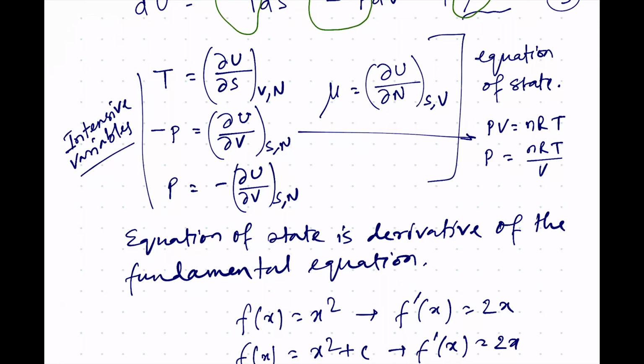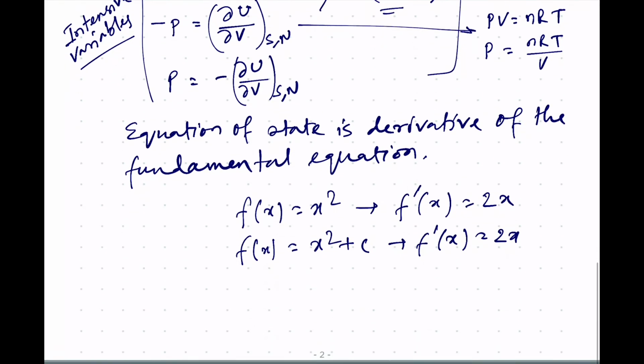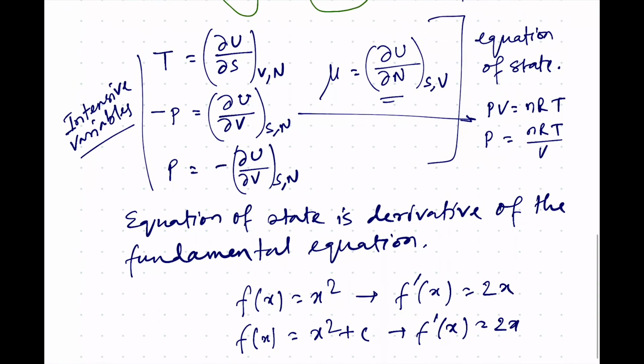Similarly, look at P, there also it is a ratio of two extensive variables, U and V, and when you talk about mu, that is also a ratio of two extensive variables, U and N. So, therefore, mu, T and P are all intensive variables and they do not change with the size of the system. Okay. So, now we have the three quantities.